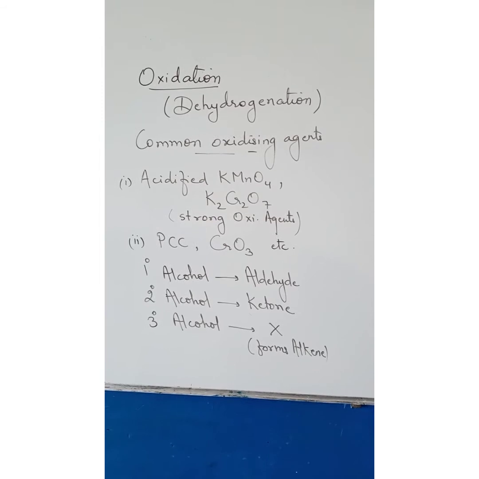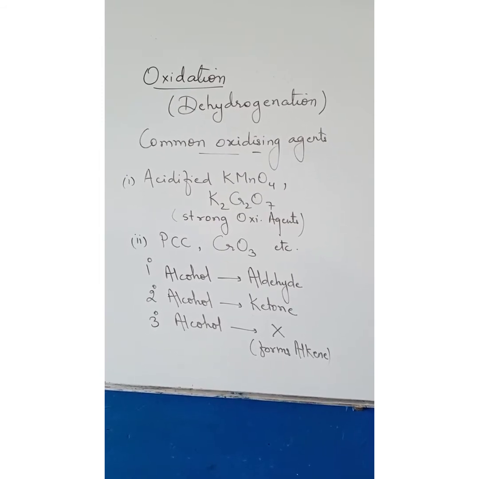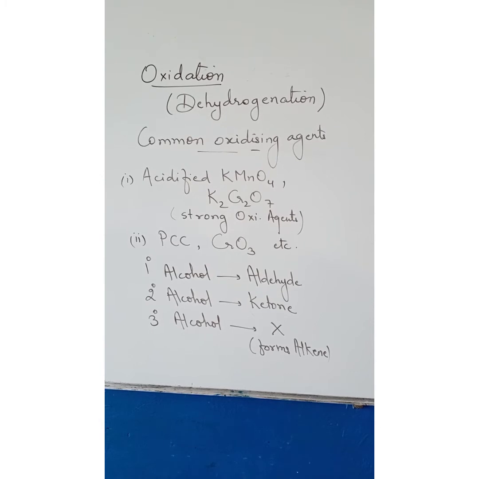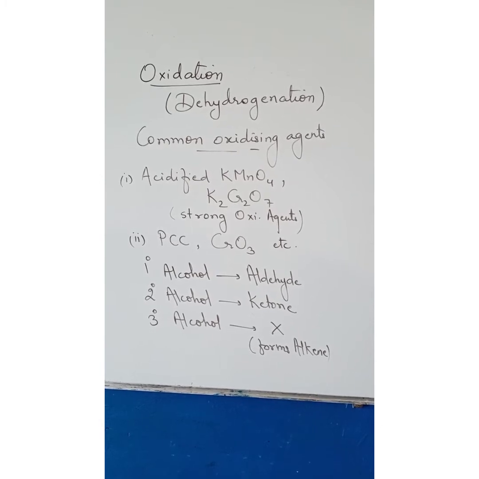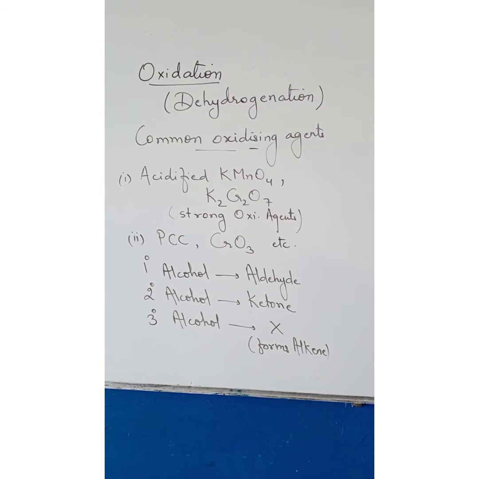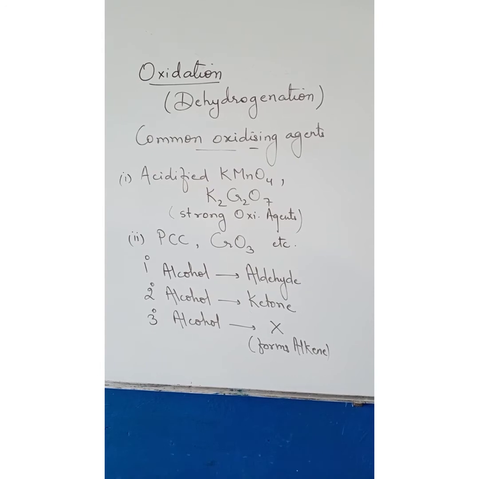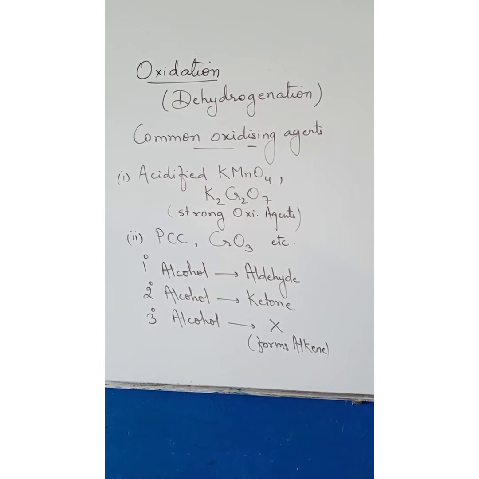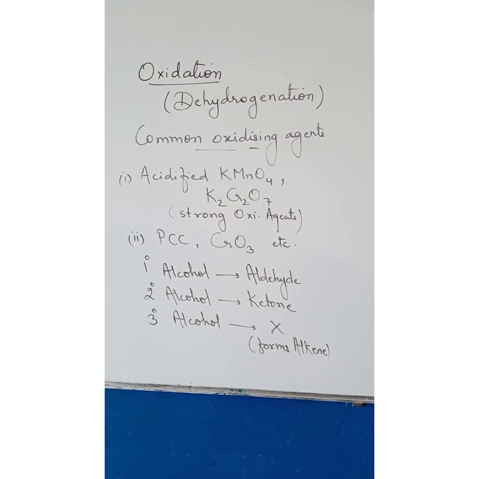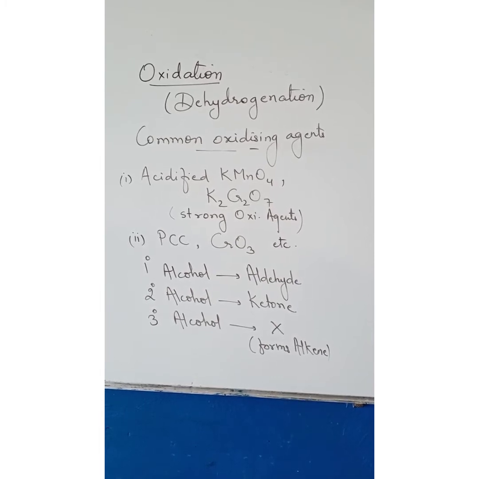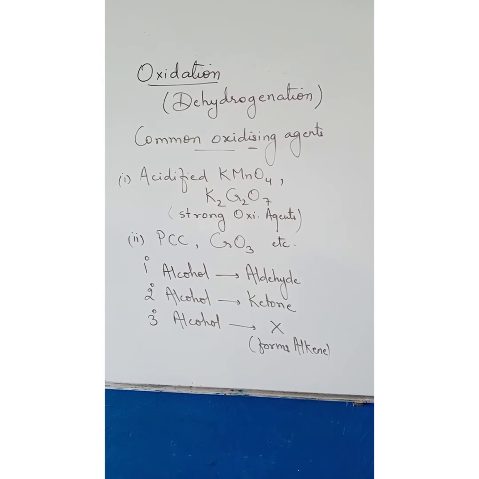Let us see the oxidation of alcohols. Oxidation reaction is also known as dehydrogenation reaction, as removal of hydrogen is also known as oxidation. It takes place in presence of common oxidizing agents like acidified KMnO4, K2Cr2O7. Both of them are strong oxidizing agents. Apart from them, PCC, pyridinium chlorochromate, and chromic anhydride, CrO3, also act as oxidizing agents.